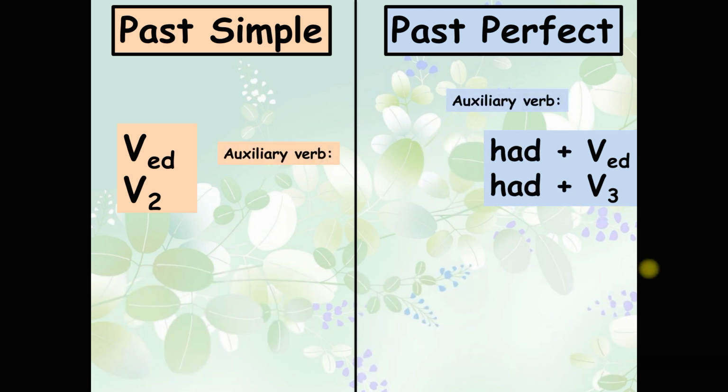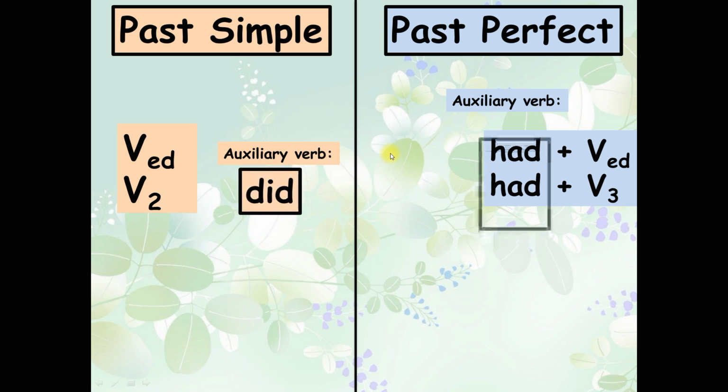If we need to make the sentences negative or interrogative, which is make questions, we need the auxiliary verbs. For the past simple, the auxiliary verb will be did. For the past perfect, the auxiliary verb will be had. Notice that in the positive past simple sentences, we did not use this auxiliary verb did. And in the past perfect, had was part of the positive sentences. Let's see how it works with the same examples.